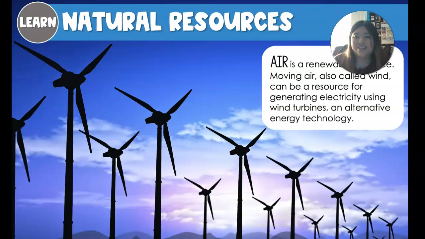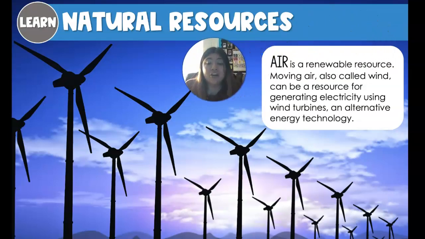All right, air is a renewable resource. Moving air, also called wind, can be a resource for generating electricity using wind turbines and alternative energy technology. So the earth gives us air, but like it says, moving air can be a resource for generating electricity using wind turbines and alternative energy technology. So when these things spin, it gives whatever it is connected to energy, electricity.